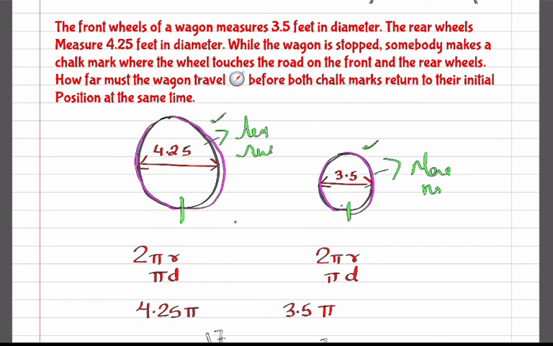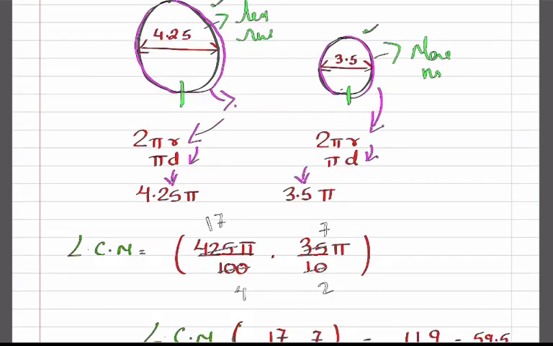But what is this distance? This is nothing but the circumference, 2 pi r. What is this distance in this case? Nothing but again the circumference, which is 2 pi r. So they have to complete one revolution distance. 2 pi r could be written as pi d here. What is the diameter of this? 4.25. What is the diameter of this? 3.5. Now I need nothing but the LCM of these.